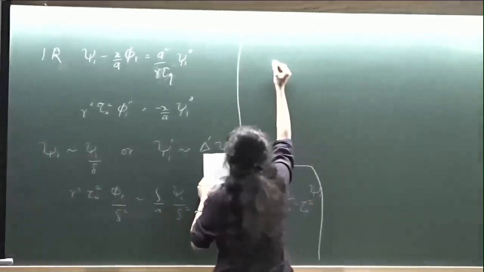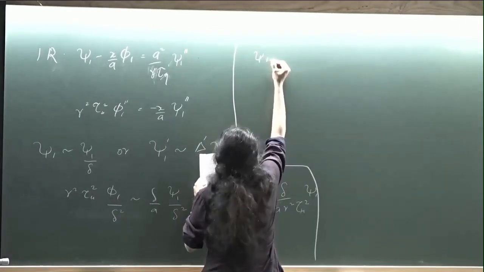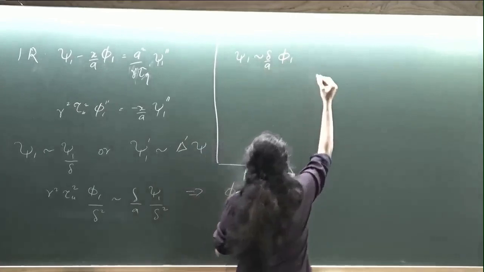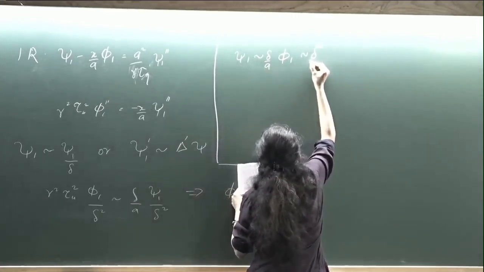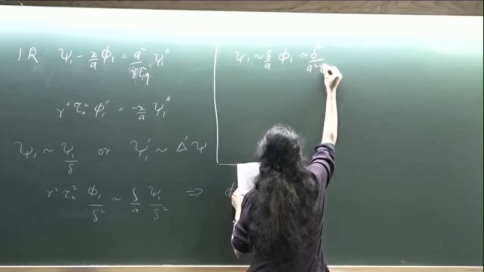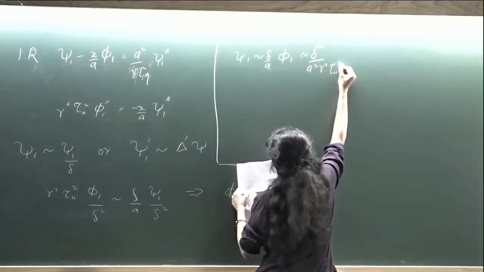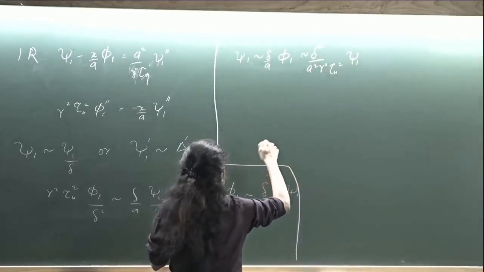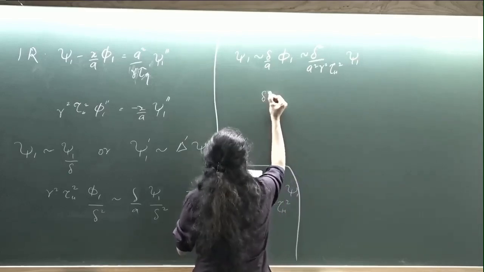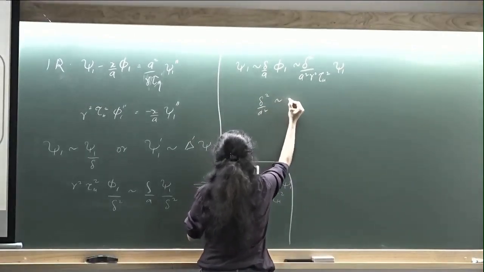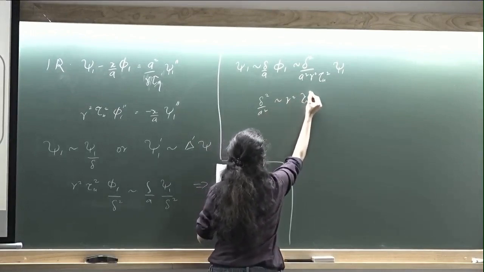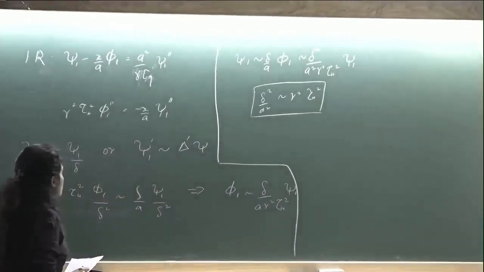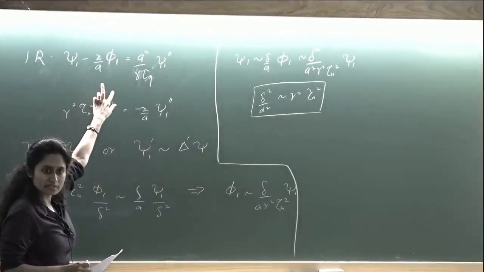So if I do that, then I have psi1 going as delta by a phi1, which is basically delta square by a square gamma square tau h square psi1. Then you can see that I can cancel off the psi1 and get delta square by a square goes as gamma square tau h square. So here I took the first two terms and compared them.